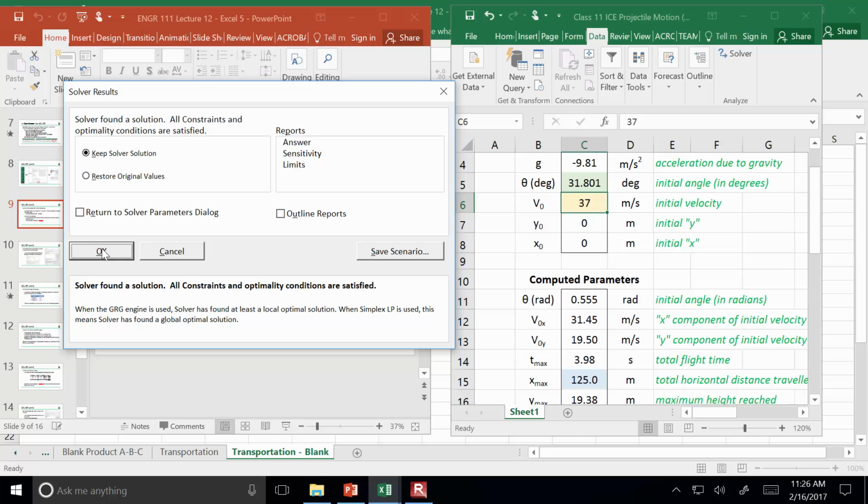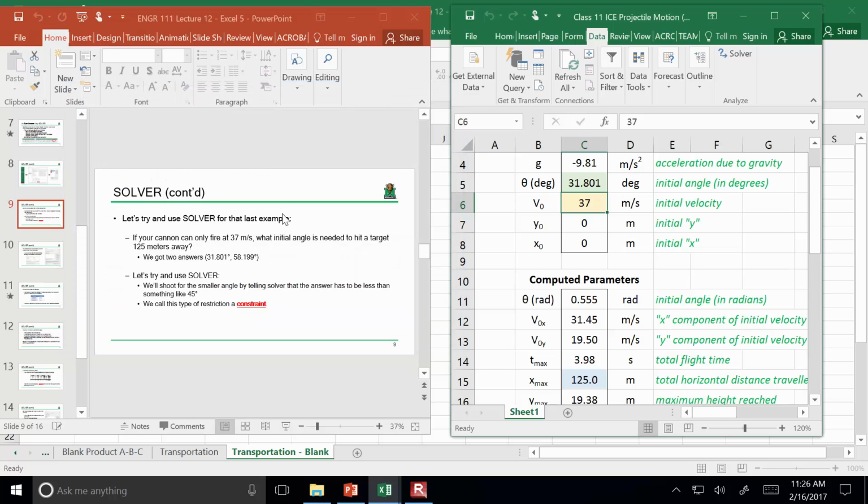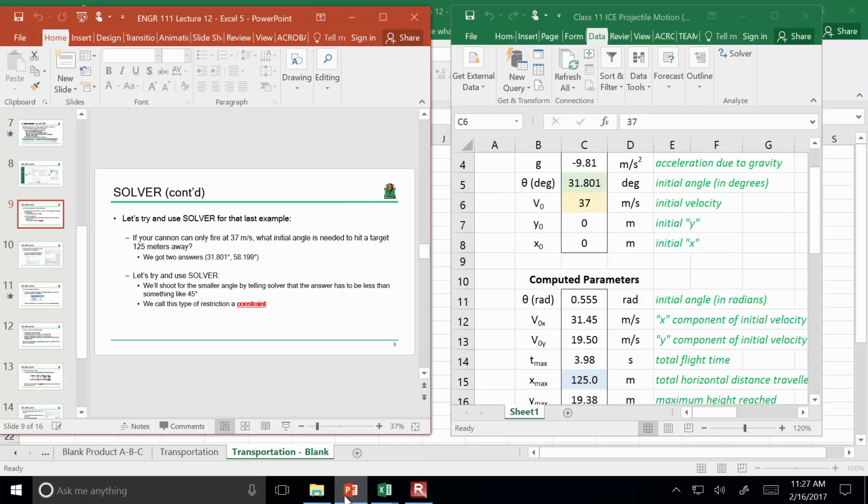So you can add an unlimited number of constraints. You can be really picky about what your solution looks like. And we'll have some more sophisticated constraints here in just a minute to illustrate that. Any concept questions related to Solver? Anything you don't understand about how it's working?